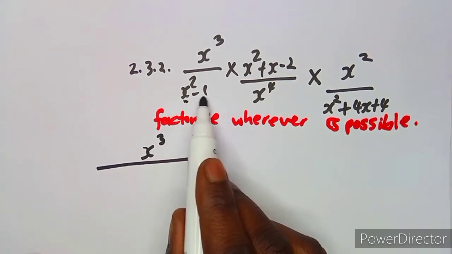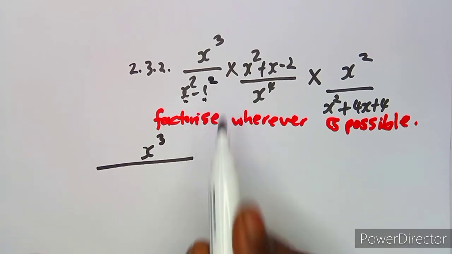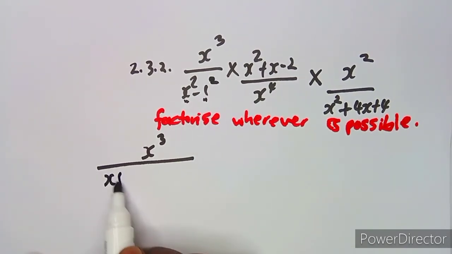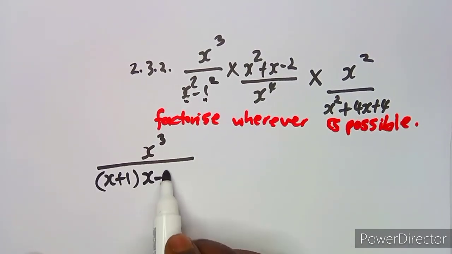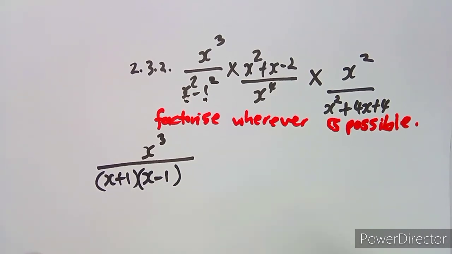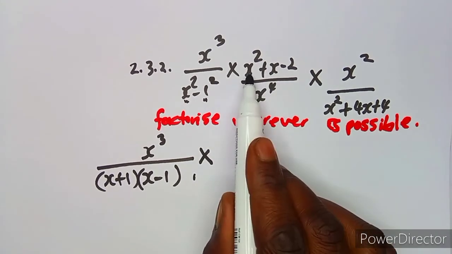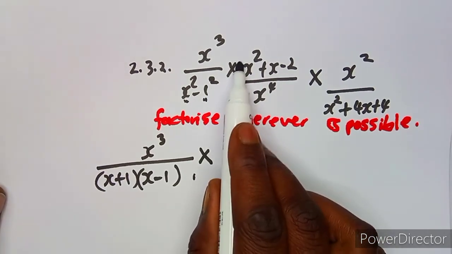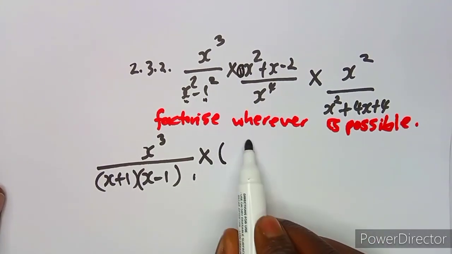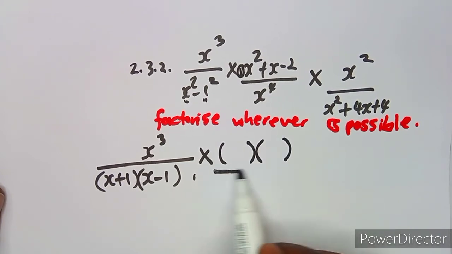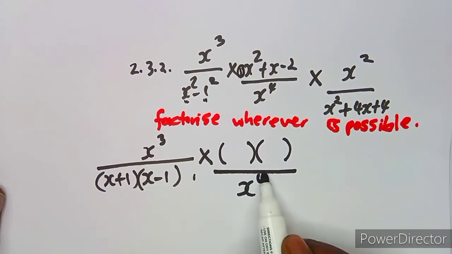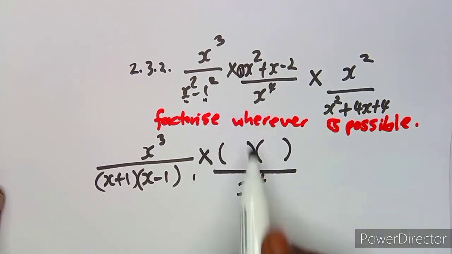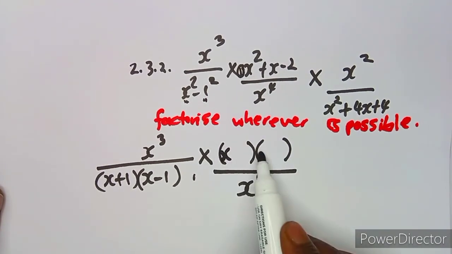So this is a difference of 2 squares, and this is the same as what? 1 squared. So it can be x plus 1, x minus 1. 1 squared is the same as 1, guys. Remember, 1 times 1 is 1. So that's what you're going to have, multiplied by the same condition just like what we had. The coefficient of x squared here is 1, so you shall have 2 brackets, with x and x.